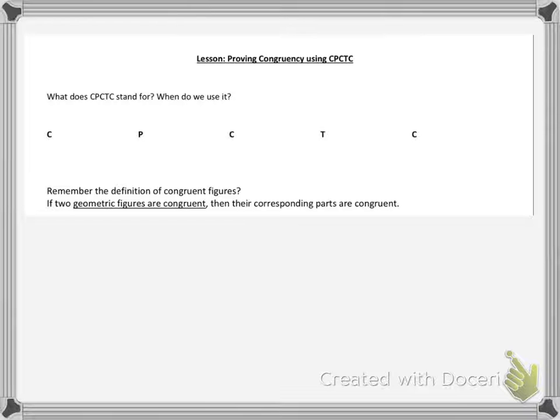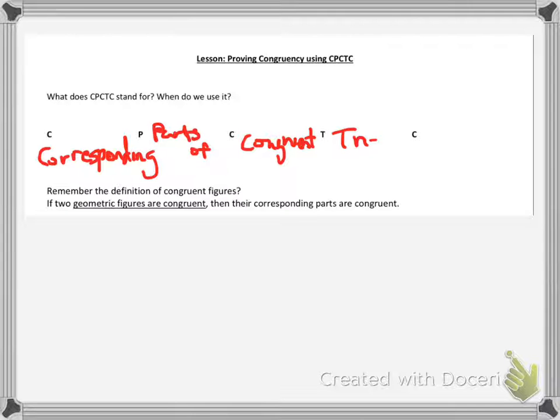What it stands for is corresponding parts of congruent triangles are congruent. So it's just a shorthand. Instead of having to write out corresponding parts of congruent triangles are congruent every time, we can just say CPCTC.